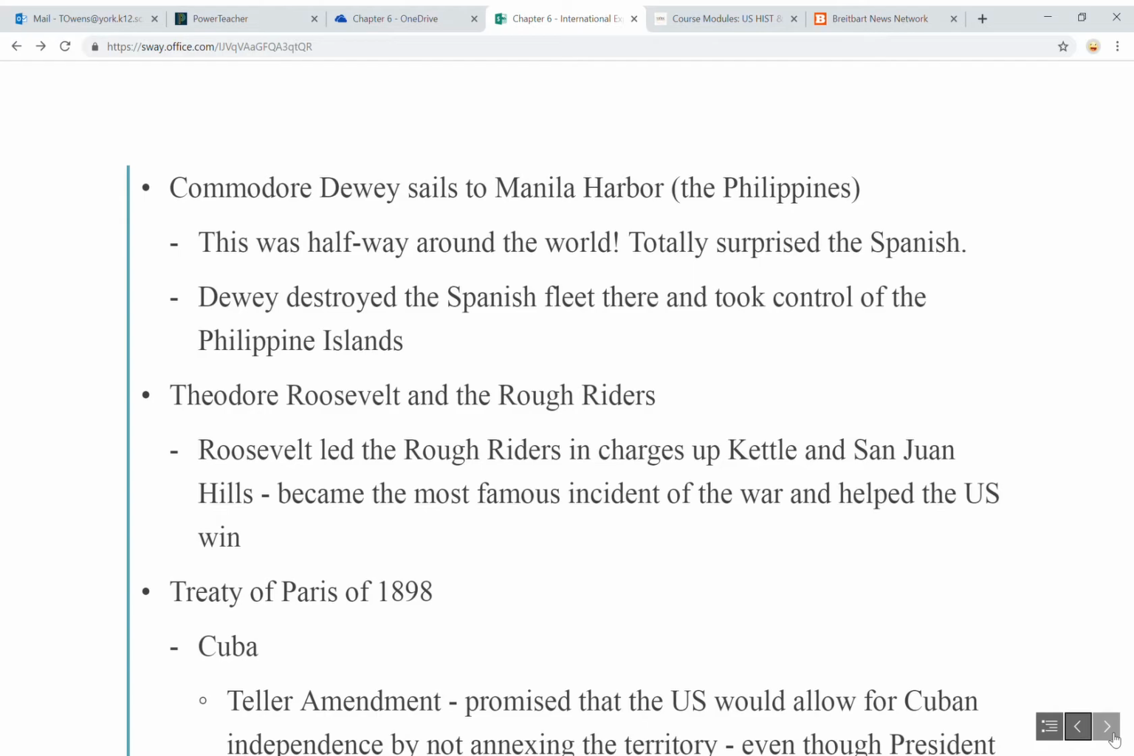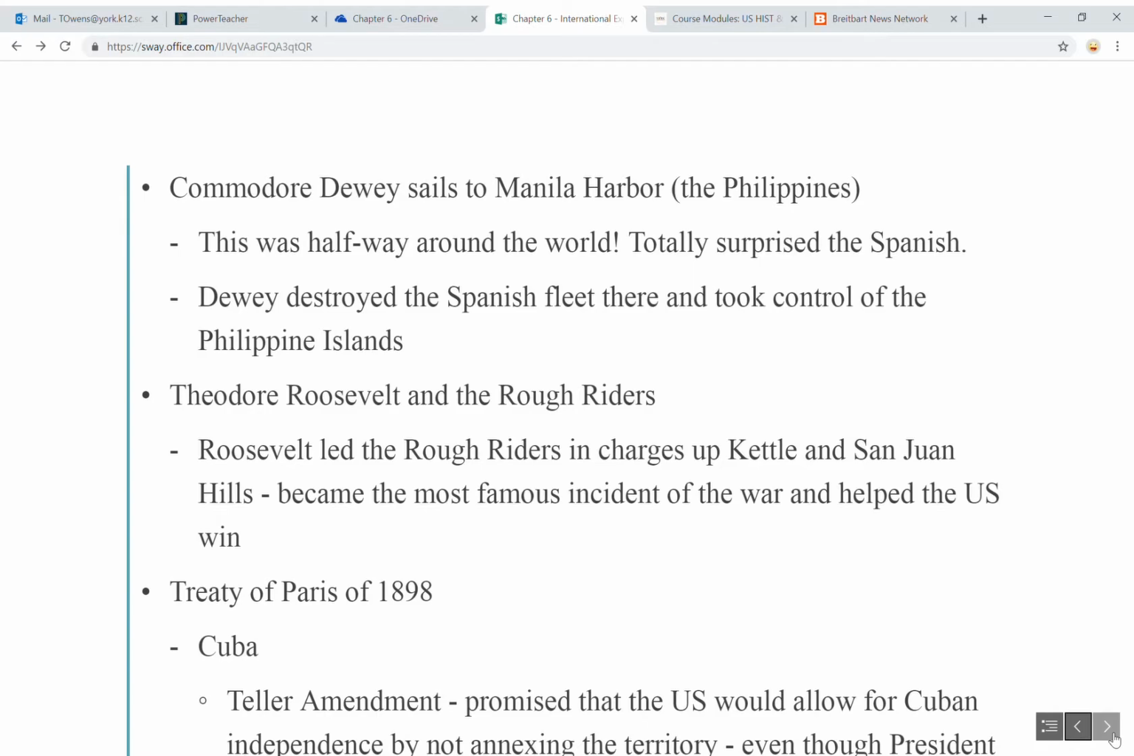Our army is going to fight in the tropics in wool uniforms. More people die of disease. More Americans die of disease than actual fighting in this war. But we can kind of break this up into 2 big points.